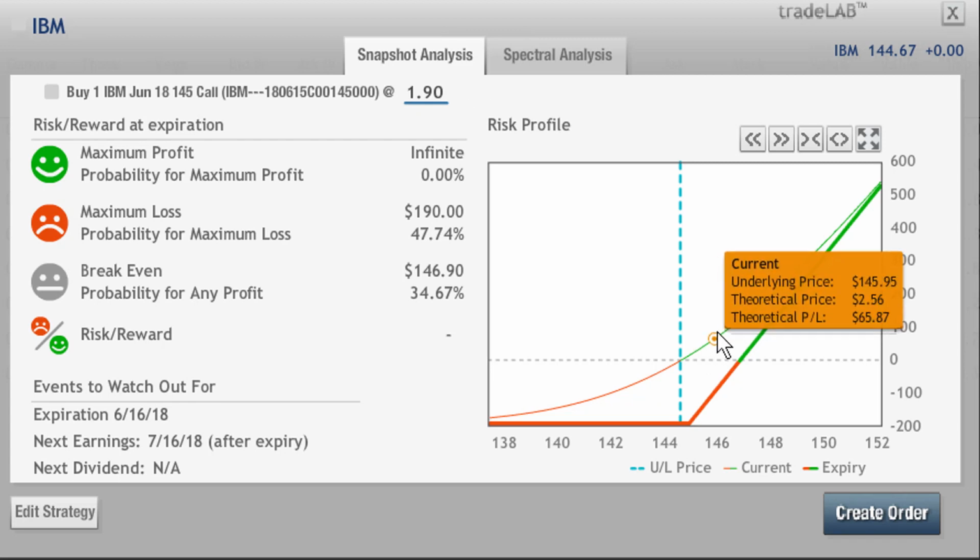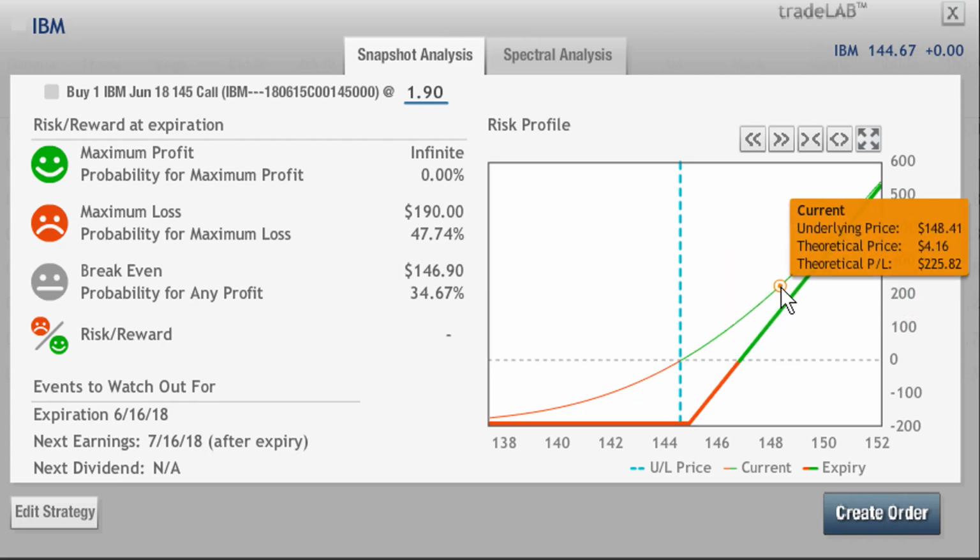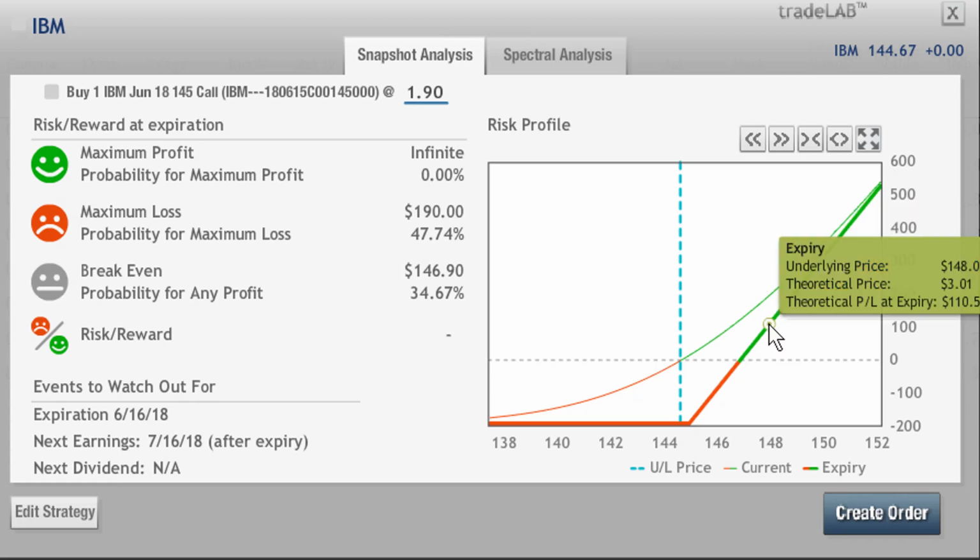And of course, I can do some what-ifs. I can say, well, what if the stock gets up here? Maybe I think this is where it's going to move today. Well, the theoretical price would be about $4, and I'd be up almost $211. I can also say, well, what would happen at expiration if the stock hits 148? I can just drop straight down to this graph, and it tells me I'm going to be up about $3.